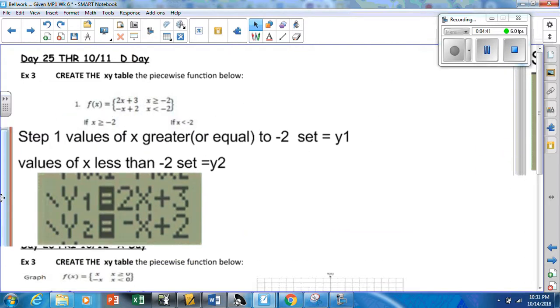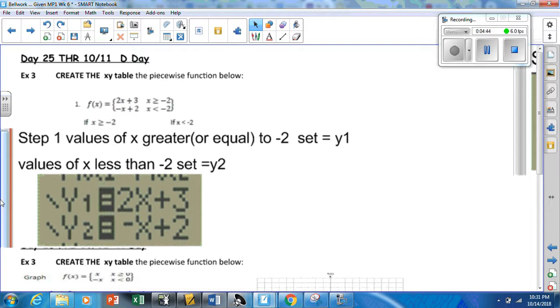We keep it very basic here, boys and girls. Step 1, when the values of x are greater than or equal to -2, we make that equal to y1. However, when the values of x are less than -2, examples being -3 and so forth, we make y2 equal to that function here, -x plus 2.